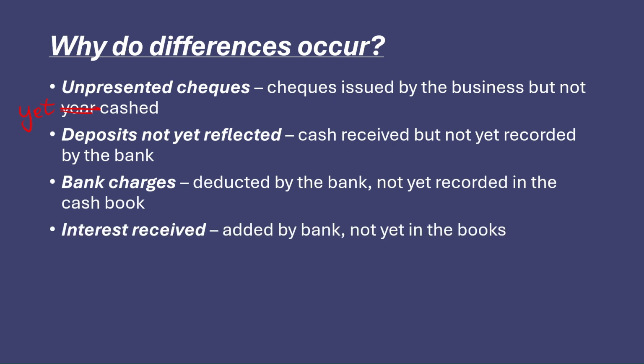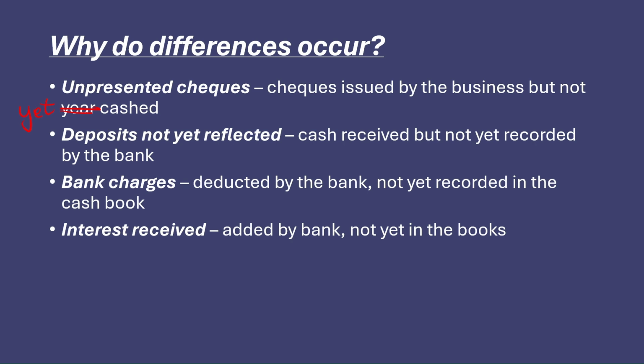Now, fourth one that we have right there is what we call interest received. So this one, it is added by the bank and it is not yet in the books. So in simple terms, the same way you would have your bank charge, you'd also have something we call an interest received, right?